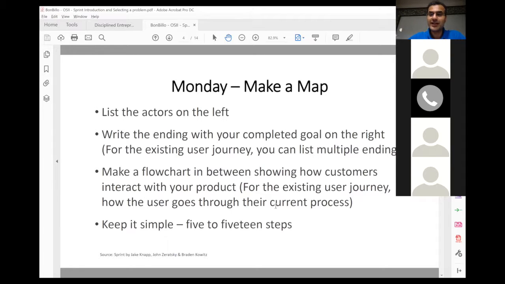Don't have any volunteers today? I can volunteer, but I didn't really understand the second thing. So list my stakeholder and then?